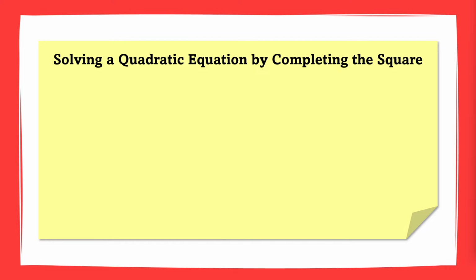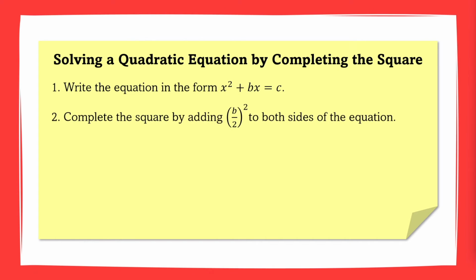To solve a quadratic equation by completing the square, first make sure that the equation is written in the form x squared plus bx equals c, where the constant is isolated. Then complete the square by adding b over 2 squared to both sides of the equation.